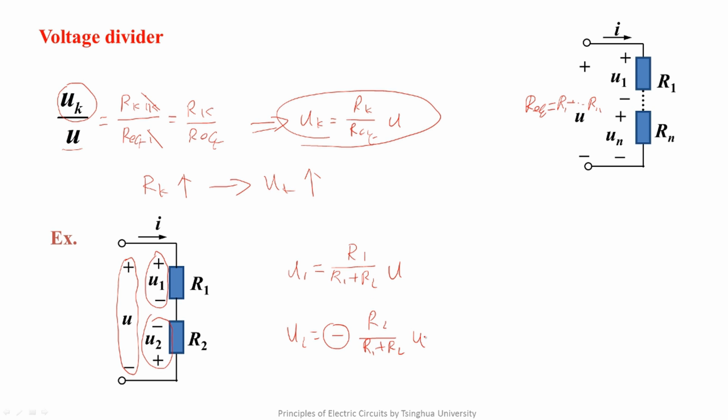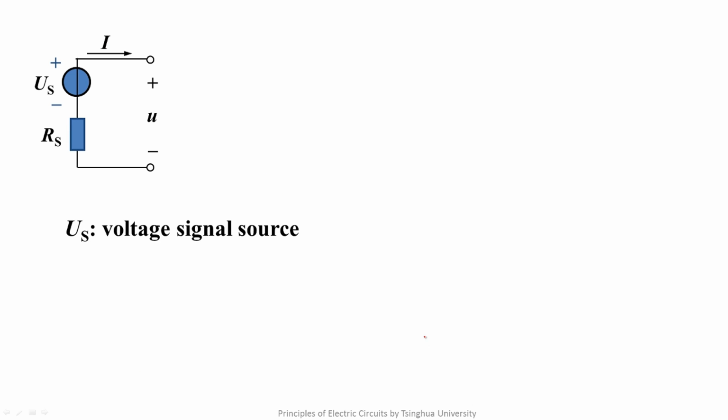This conclusion is easy to remember that the voltage divided by one resistor is equal to its own value divided by the total resistance and multiplied by the total outside. Then we discuss a practical application of the voltage divider with two resistors, such as a real voltage signal source like this. It can be expressed as a form of signal voltage source and internal resistor. The source supplies directly to the load, and this load is expressed as a form of a resistor.